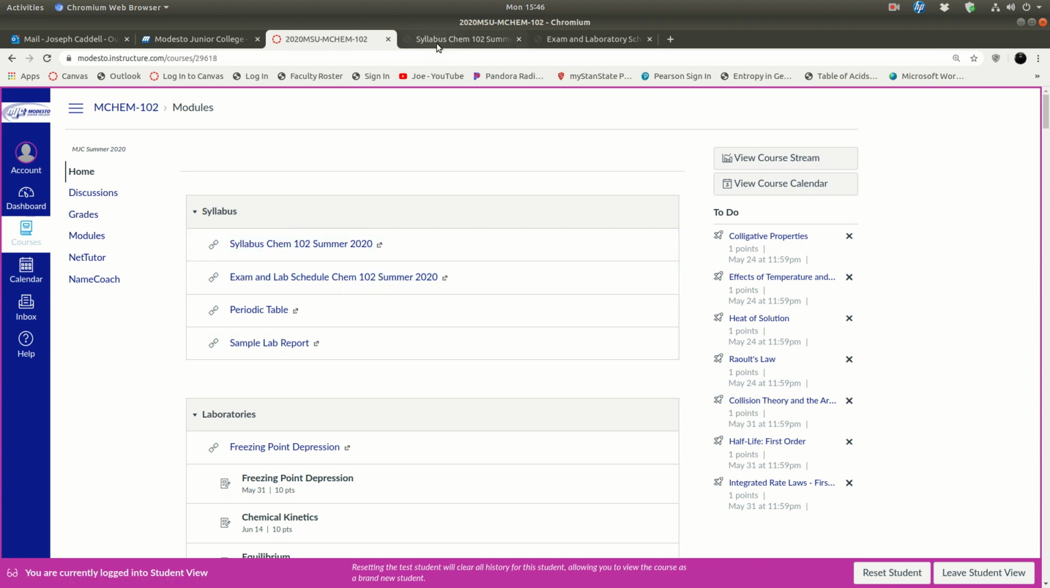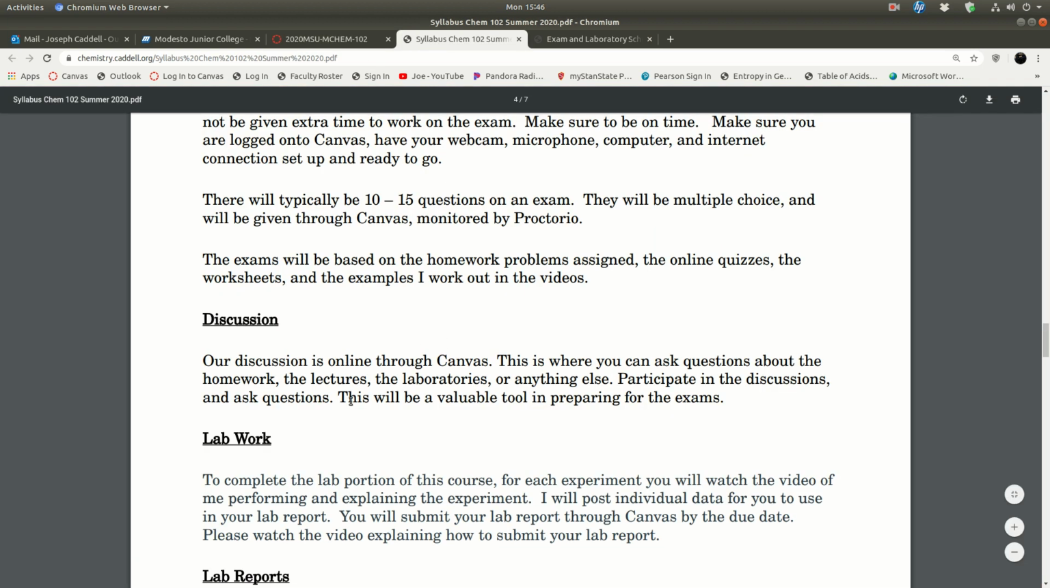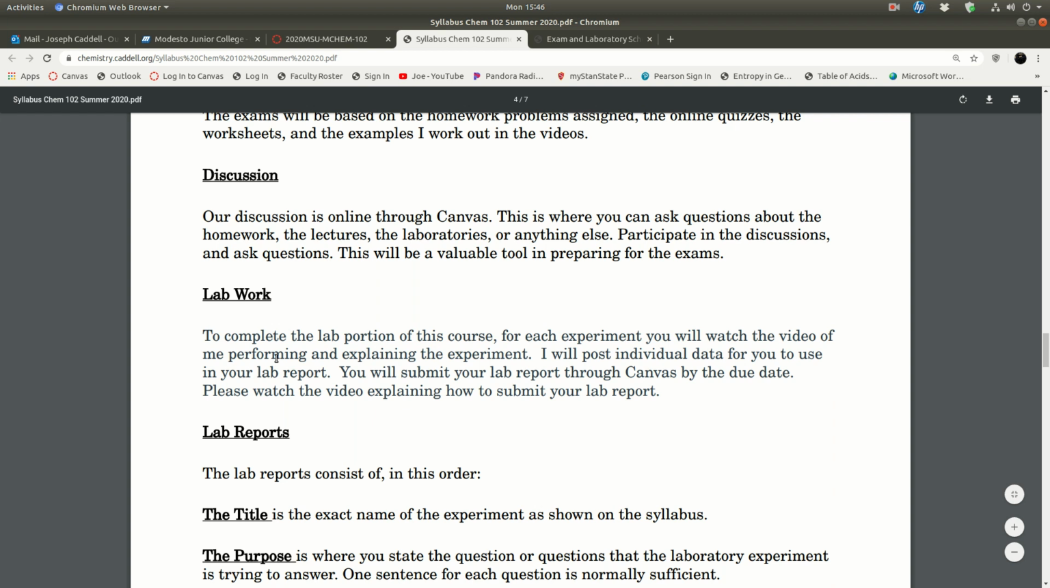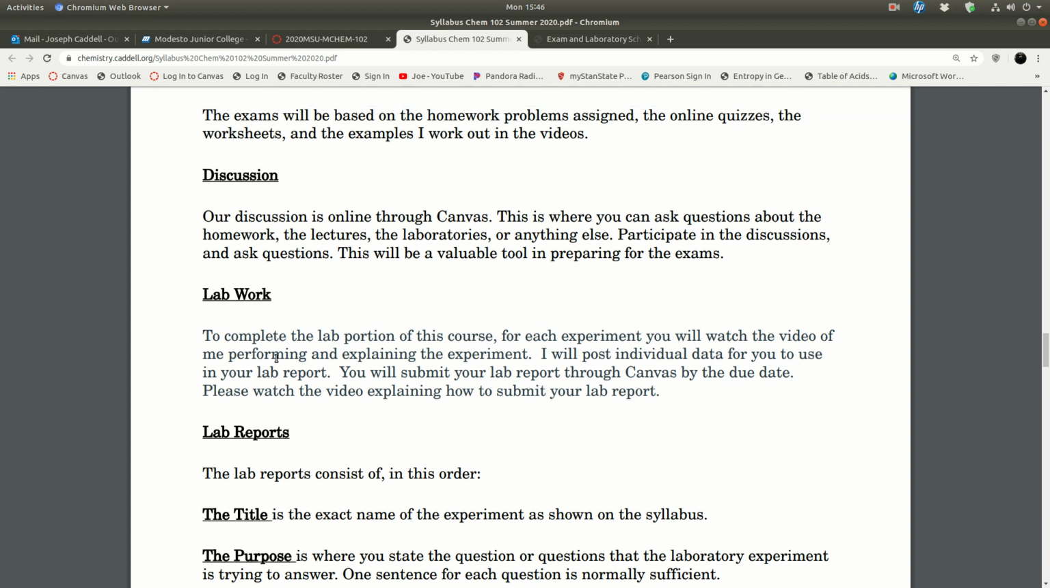Now let's go back to the syllabus here. So next is the lab work. So lab work's kind of funny for this course because it's all online. The way I've decided to do the labs is that I will be making a video for each of the experiments that shows me explaining the lab and performing the experiment. I have the first one done. I'll be making them as we go through the summer.